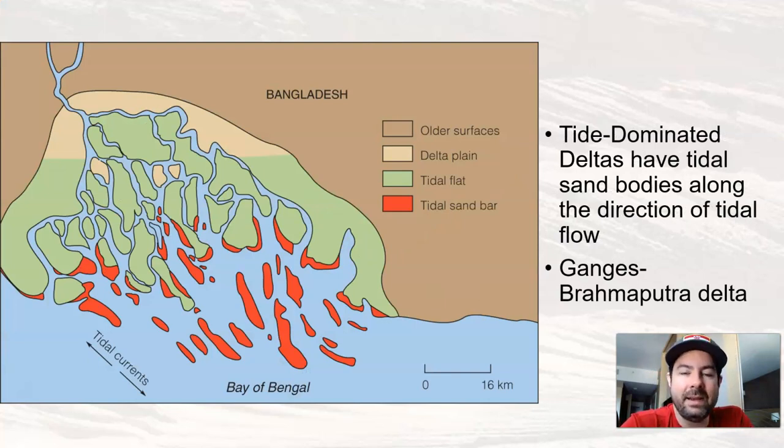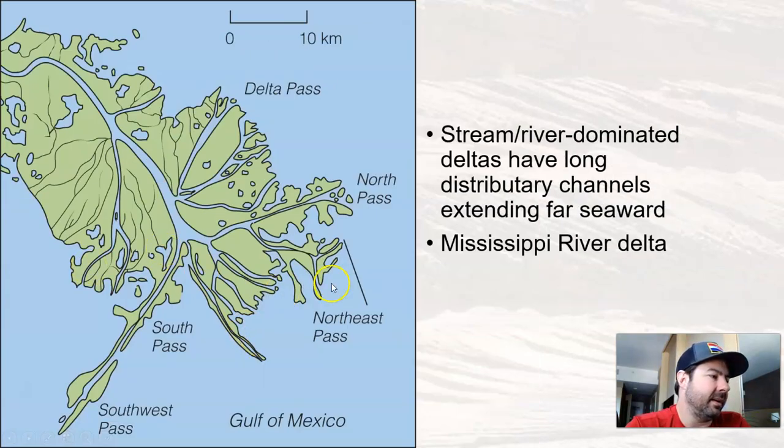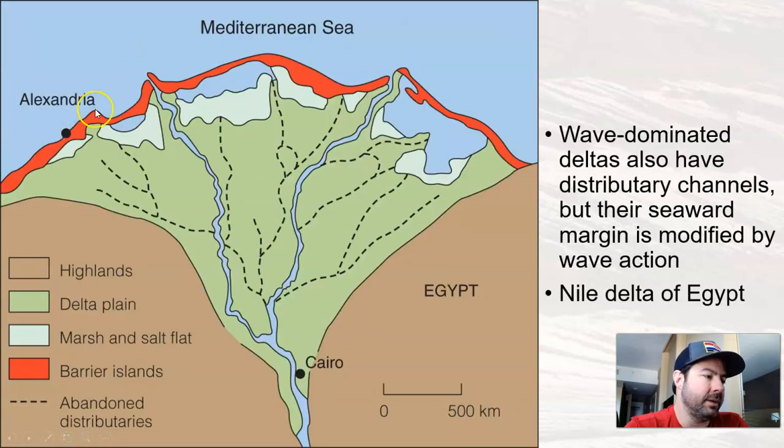And then we have tide-dominated deltas. All of these have a kind of triangle shape to them. Let me go back. They all kind of have a triangle shape to them.